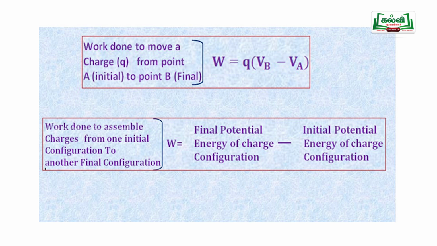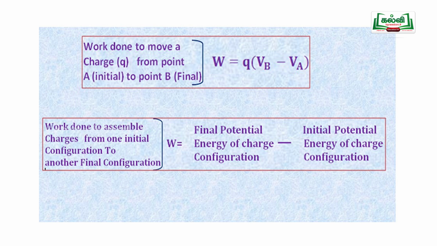If you are going to move a charge from point A to point B, suppose I have a charge Q, this charge has to be moved from this point A to the point B. How to do it? The formula is work W equal to Q into the final potential minus initial potential, that is W is equal to Q into VB minus VA.